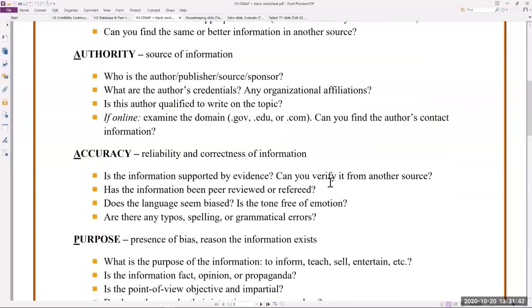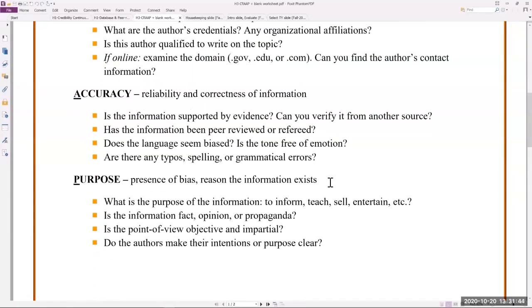Next thing is accuracy. How reliable and correct is the information? Well, obviously, if you're using a website that has no sources at the bottom, no bibliography, you're going to have to cross-reference and see if everything is actually not slanted towards one view or another, which is called bias, which we're going to talk about in just a minute. So you need to look at whether the language seems biased. Peer review: obviously, if something is peer reviewed and published, then it's going to be pretty accurate.